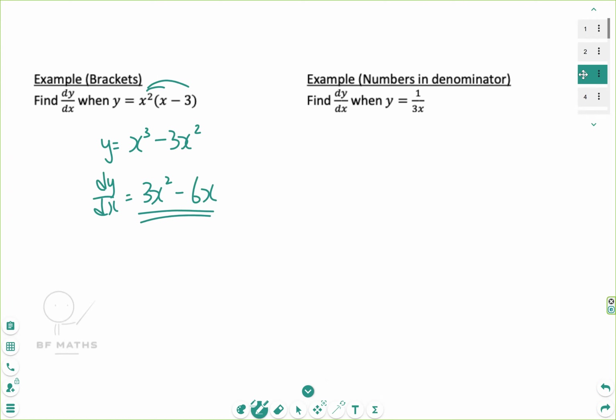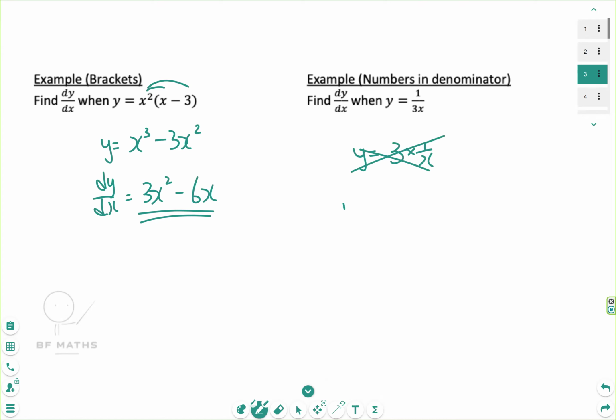Simple, right? Next one. What about numbers in the denominator? Now you see a 3 here. The reason I want to bring this example is because a lot of students will write y equals 3 times 1 over x, which is wrong.